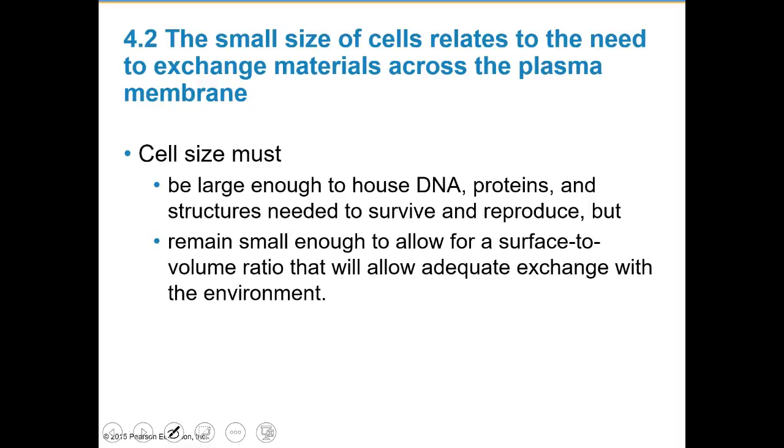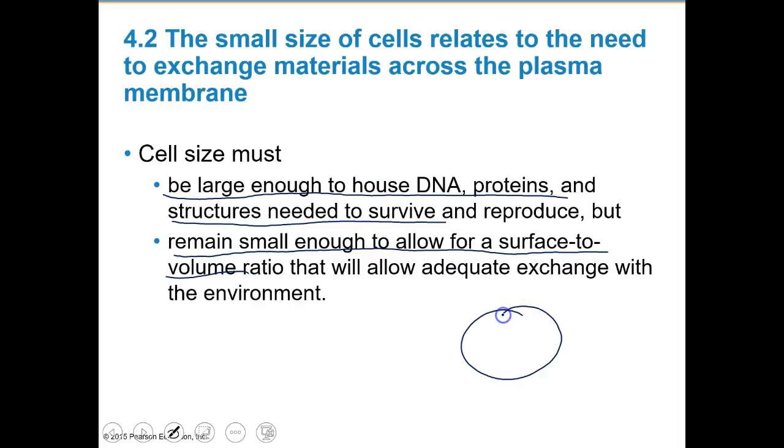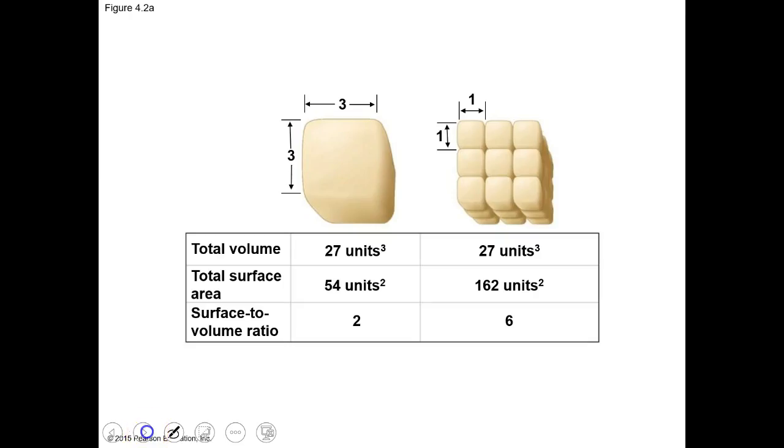Okay, cell size. So we'll do a little bit of a demo with this one, but cell size has to be large enough to house DNA, proteins, and other structures that we need to survive, but also be small enough to allow for this surface area to volume ratio so we can exchange with the environment. We want to be able to get things in that we need and take things out that we don't need, some waste, as quickly as possible. So this is what the surface area to volume ratio is about.